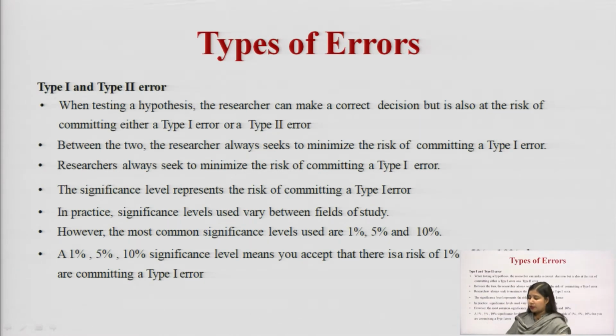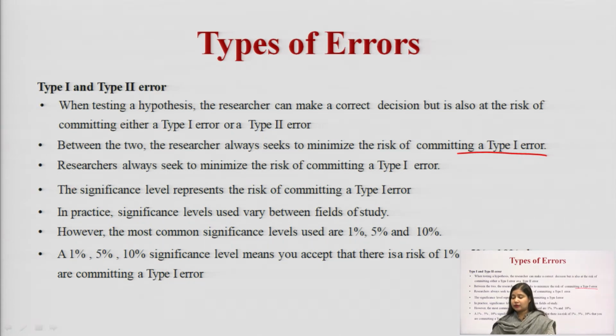In type 1 and type 2 error, when testing the hypothesis, the researcher may make the correct decision, but it is also at the risk of committing type 1 or type 2 error. And between the two, the researcher always seeks to minimize the risk of committing type 1 error. And we can also say that the significance level represents the risk of committing type 1 error, means we always talk about the level of significance for type 1 error.